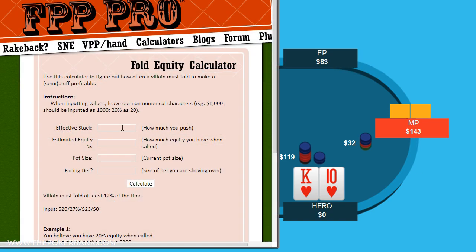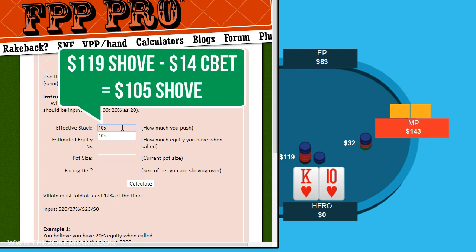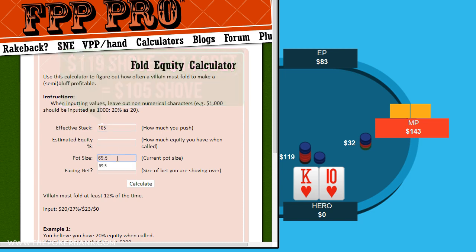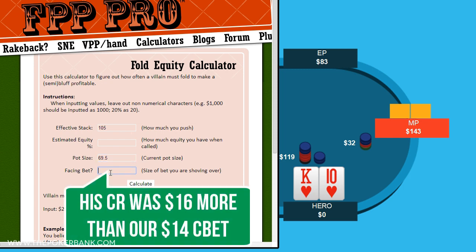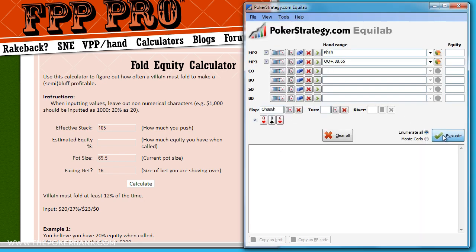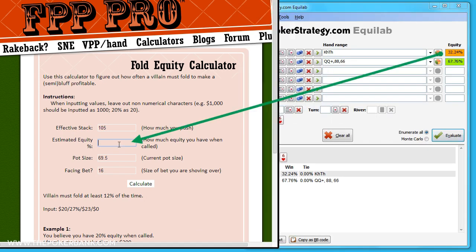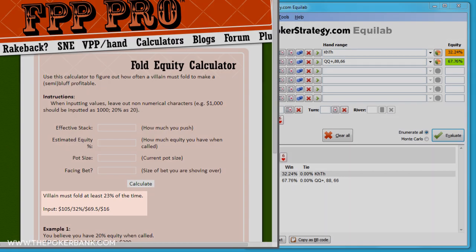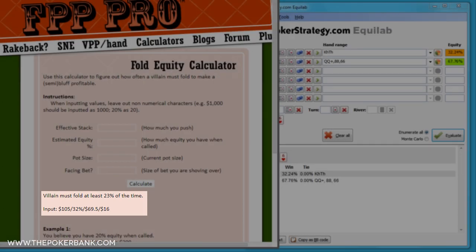Our shove in this situation would be for $105 more. The pot before we shove is $69.5, and we're facing a bet of 16, since his $32 check-raise is $16 more than our $14 continuation bet. If we assume he would only check-raise and call our shove with sets and kings plus, we can plug that into Equilab, evaluate it, and notice that we have 32% equity, which we can promptly plug in. Click calculate, and we get the output that we need. What we see is that we need 23% of folds for this to be break even.